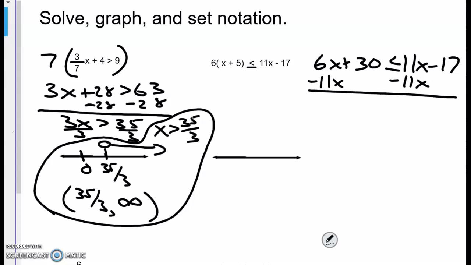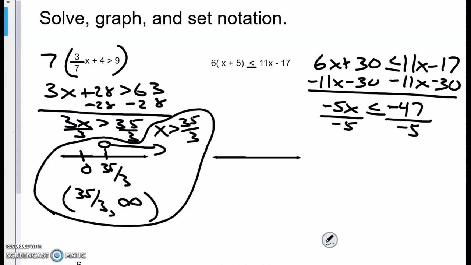So with an equal sign, we used to try and keep the x positive. With inequalities, get that x to the left, which means I got to move the 30 to the other side. And now I'm left with a negative 5x is less than or equal to a negative 47. I'm dividing by a negative, which means the sign is flipping.